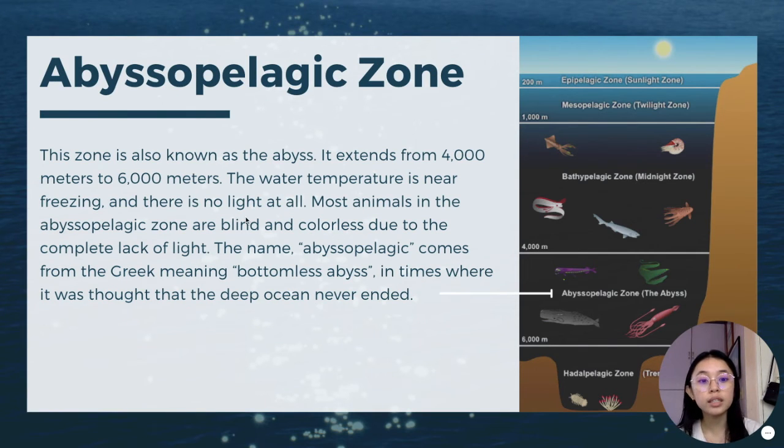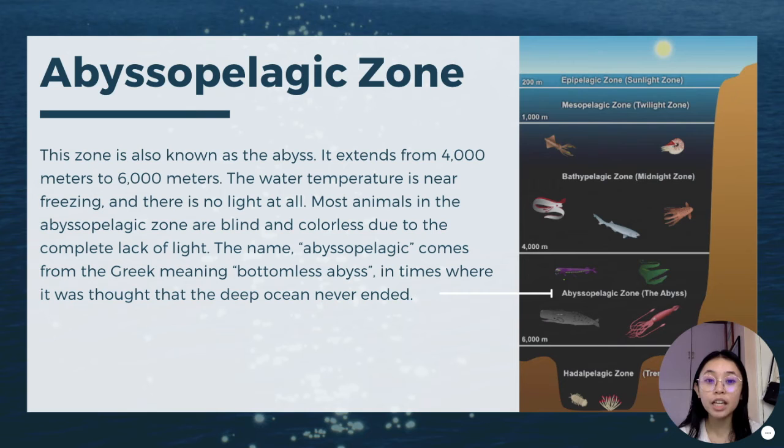The next zone is the abyssopelagic zone. This is also known as the abyss. It extends from 4,000 meters to 6,000 meters. The water temperature is near freezing and there is no light at all. Most animals in the abyssopelagic zone are blind and colorless due to the complete lack of light.